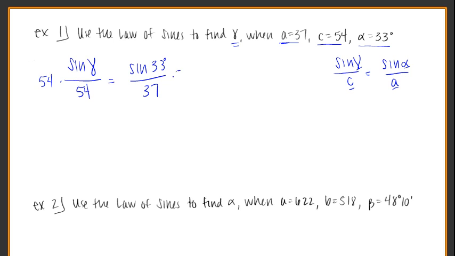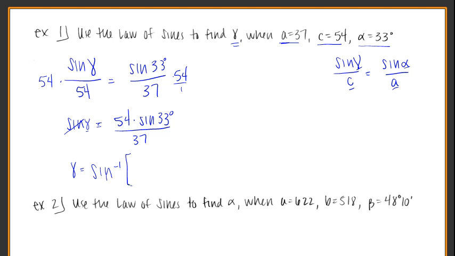Multiply both sides by 54, and sine of gamma is going to be 54 times the sine of 33 degrees all over 37. And remember, anytime we want to solve for an angle, we want to get rid of sine. To take it off that side, we use sine inverse. So it's going to be the sine inverse of 54 times the sine of 33 degrees, all divided by 37. Let's plug this into our calculators. Again, we're finding an angle, so we want to round it to degrees and minutes.